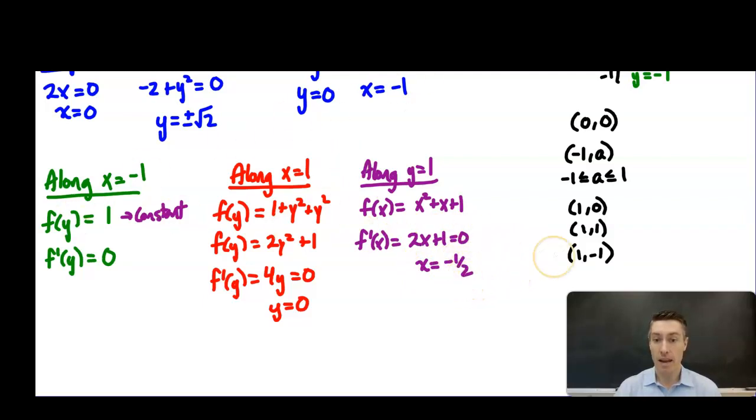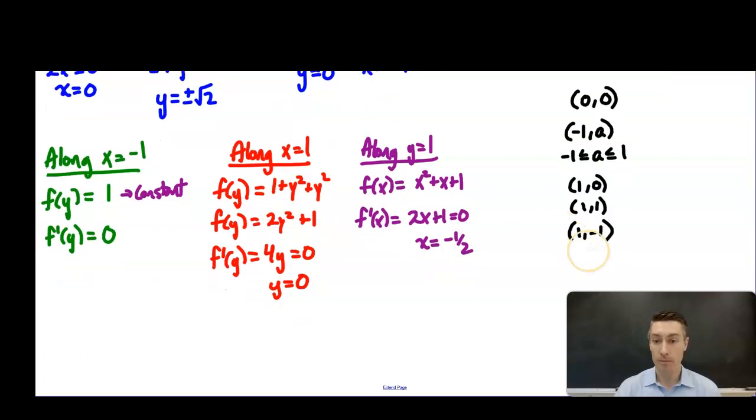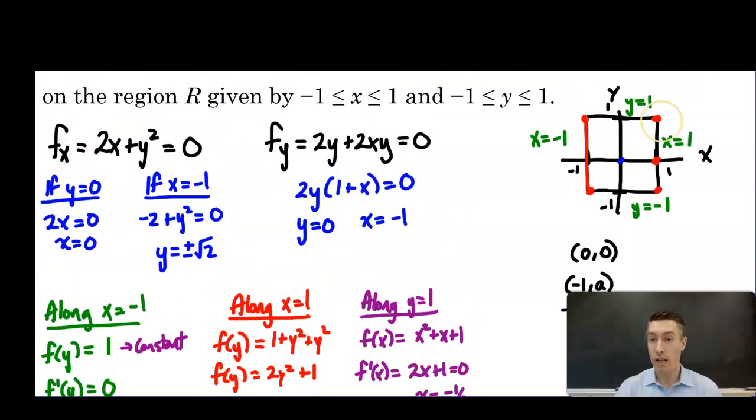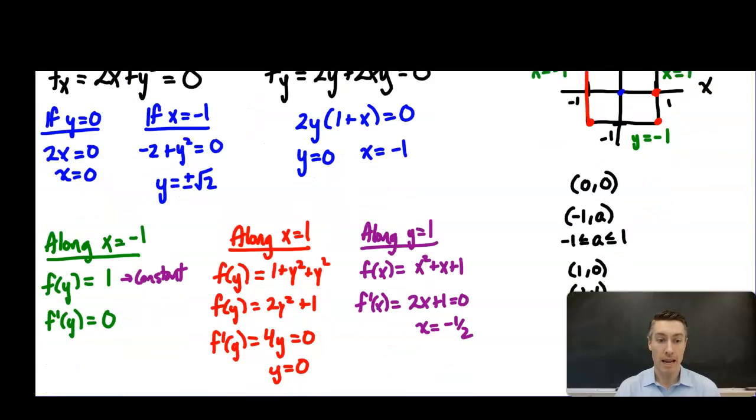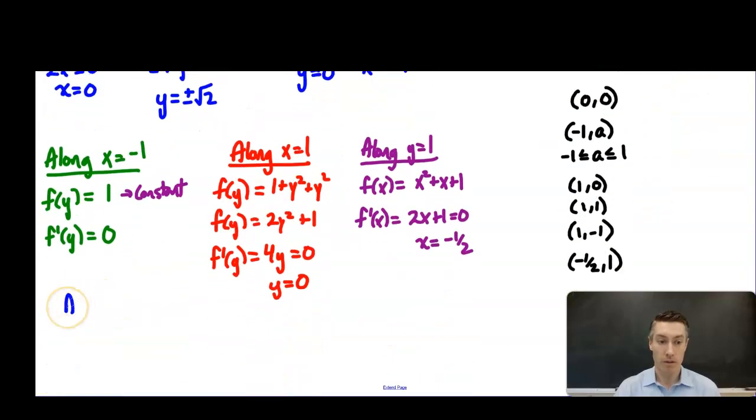So we have -1/2, 1. We've already included the endpoints of that boundary curve, so we don't have any additional points. But -1/2, 1, right there, that's a potential point. And then one last, we have to go along y equals -1.